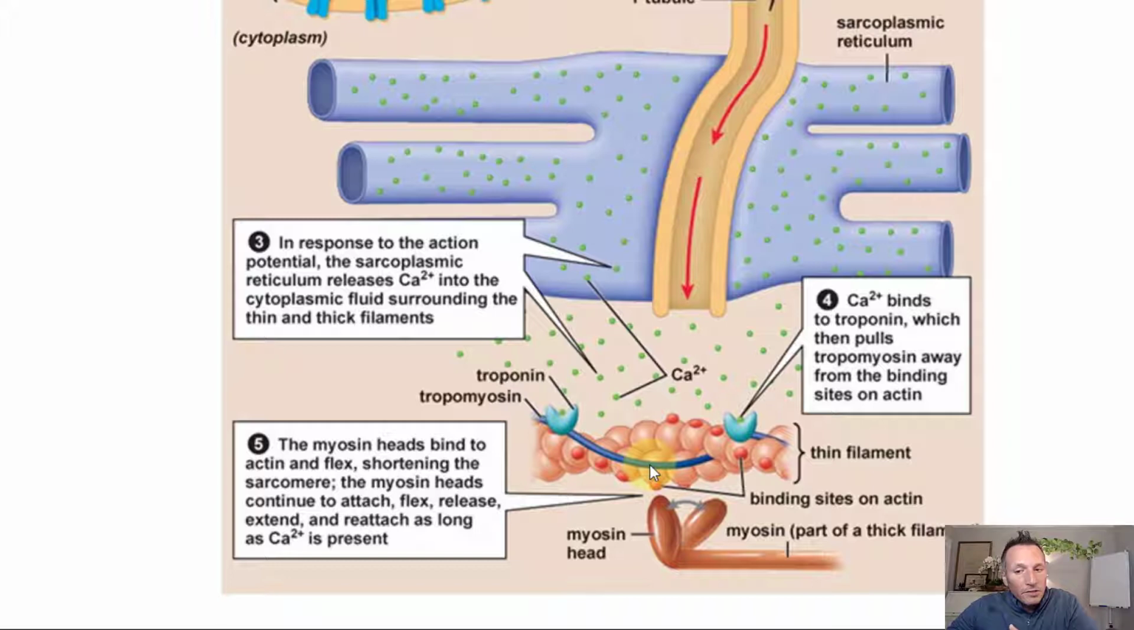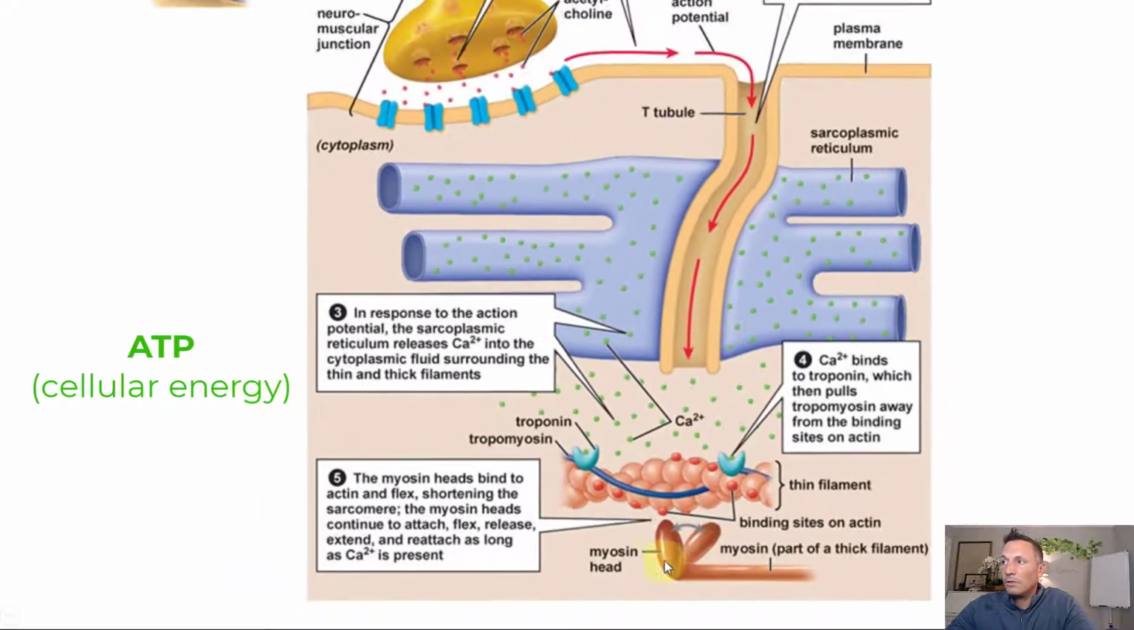Doesn't necessarily mean muscle contraction, it just means that cross-bridge is formed, and as long as there's ATP, enough cellular energy to do its job, so as long as there's enough gas in the gas tank, it will start to go through that cycle of connect, pull, connect, pull.